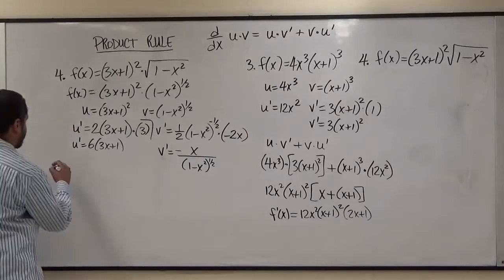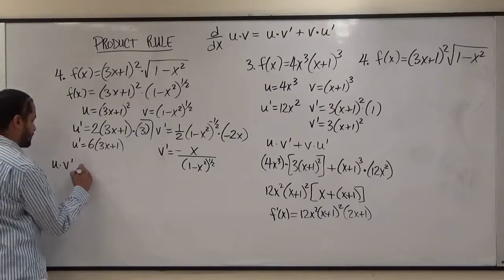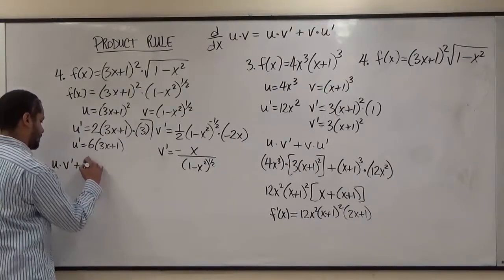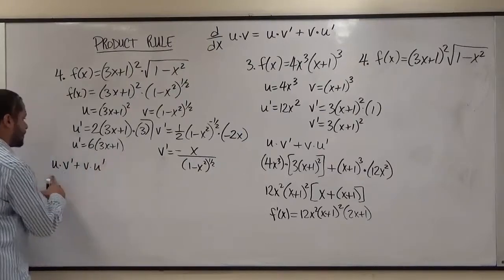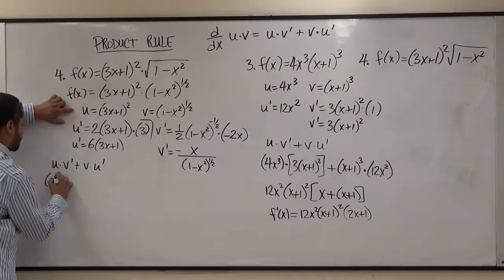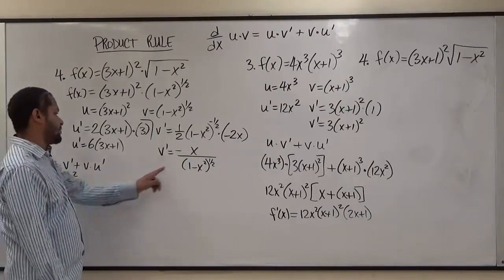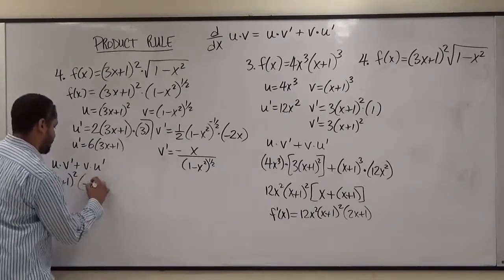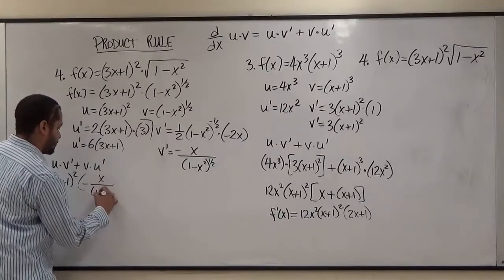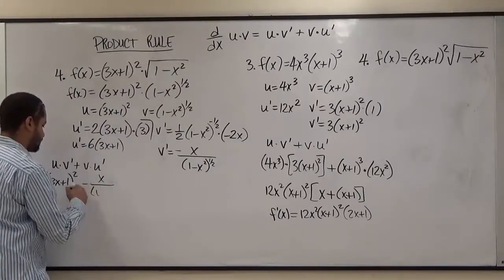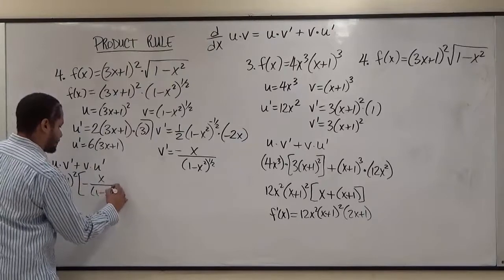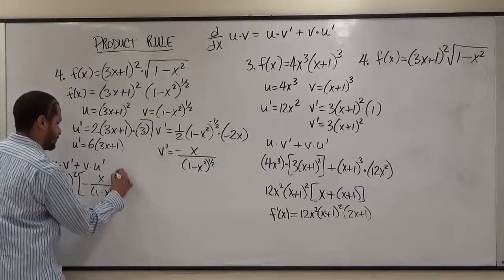So now let's put it all together, right? We have u times v prime plus v times u prime. So our u value, again, we have (3x + 1) to the second power. Our v prime term is this one. We have negative x over 1, let's use a bracket here, minus x squared to the power 1/2.